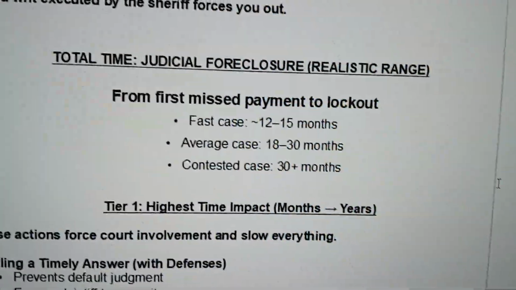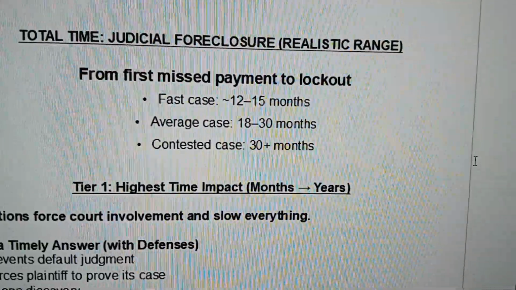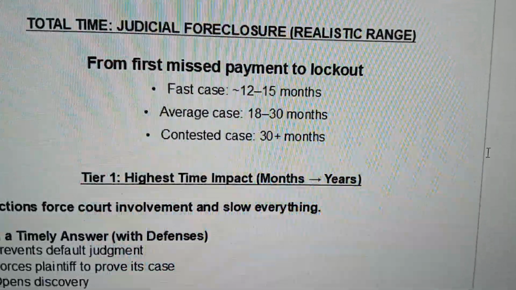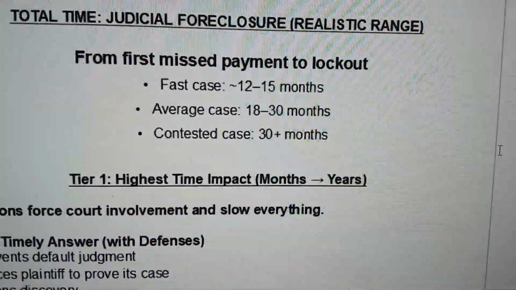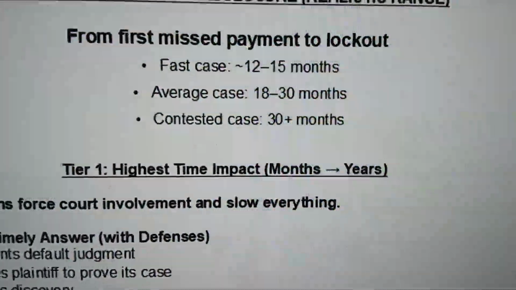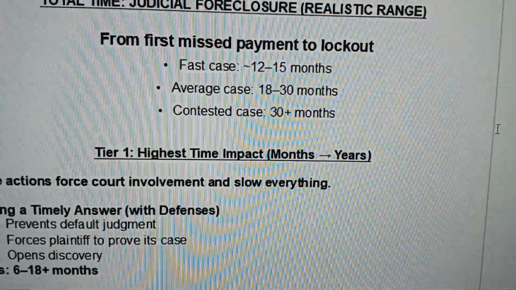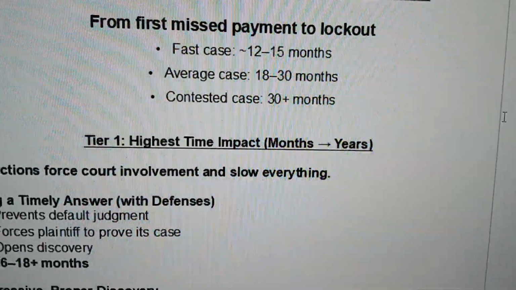Okay, so total time, judicial foreclosure, realistic range, from the first missed payment to the lockout. Fast case, 12 to 15 months. Average case is 18 to 30 months, and contested cases is 30 months or more.